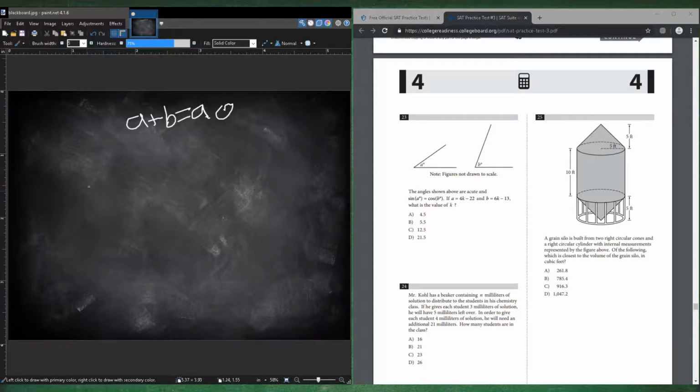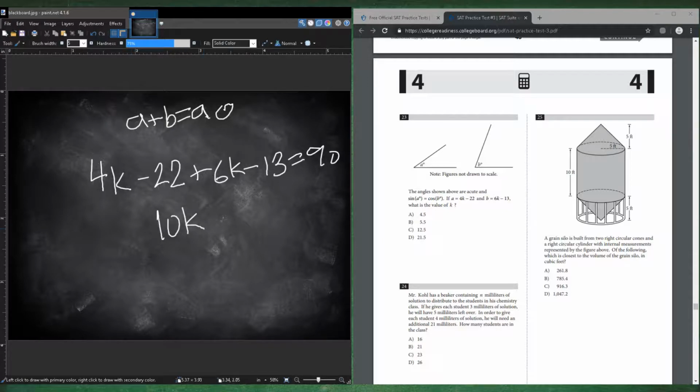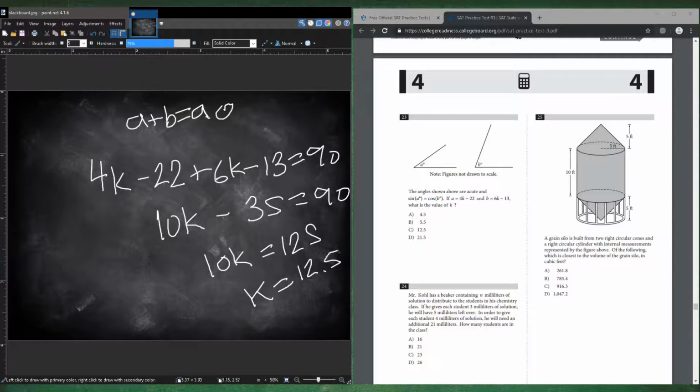So a, which is 4x minus 22, plus b, which is 6k minus 13, is equal to 90. So this has to be true. So this is 10k minus 35 is equal to 90. So 10k is equal to 125. So k is equal to 12.5. So the answer is C.